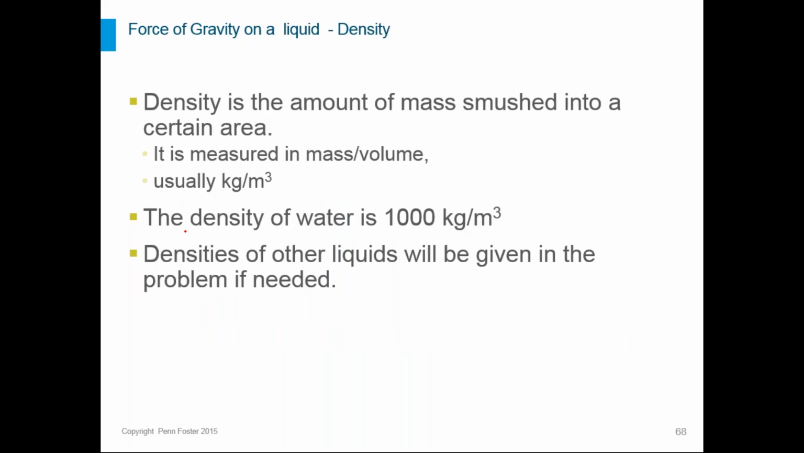So let's talk about what that density is. Density is the amount of mass smushed into a certain volume. It's measured in units of mass over volume. And so density of water is a really important number. It's 1,000 kilograms per meter cubed. You need to know that number. Write it down, memorize it. You're going to use it in other formulas. If you need to know any other liquids, it will tell you the densities of different liquids, but you need to know water, 1,000 kilograms per meter cubed. And again, that's going to go into formulas like the previous one anytime you see a D for density.